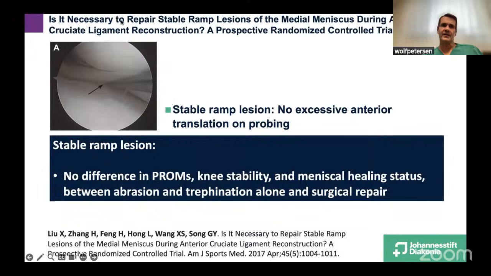The next question is: is it necessary to repair all ramp lesions? This group from Asia around Liu has shown that if we have a stable ramp lesion, which means that you have no excessive anterior translation of the meniscus fragment when you probe it, then it doesn't matter if you perform a repair or not, because there was no difference in PROMs, knee stability, or meniscus healing status between just abrasion and trephination alone or a surgical repair.